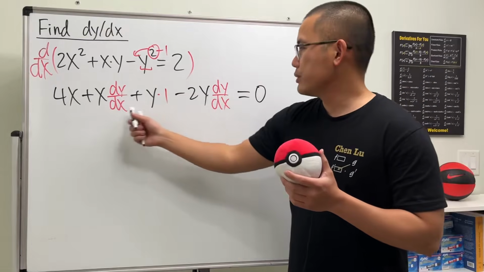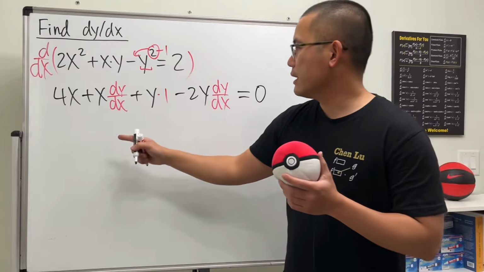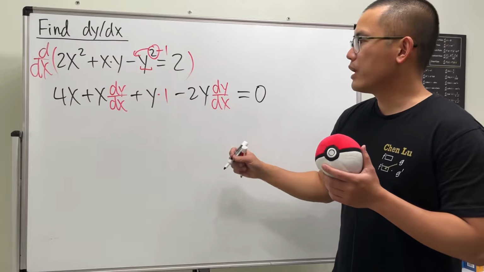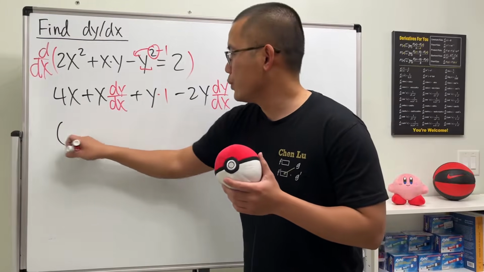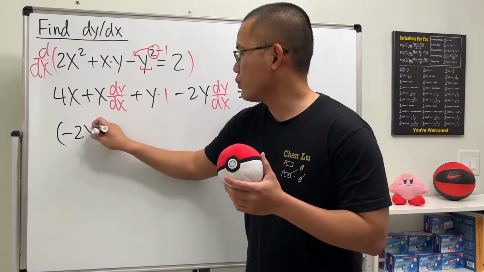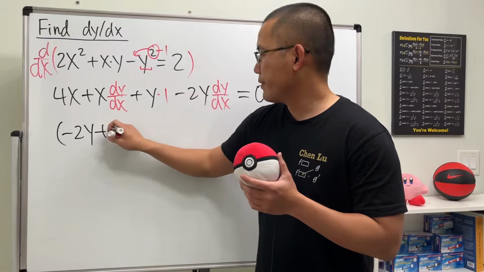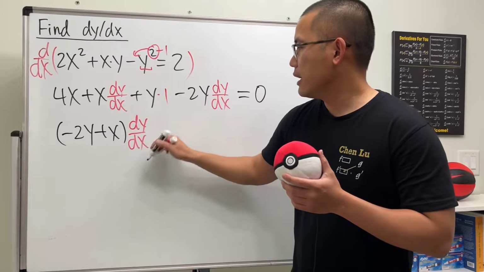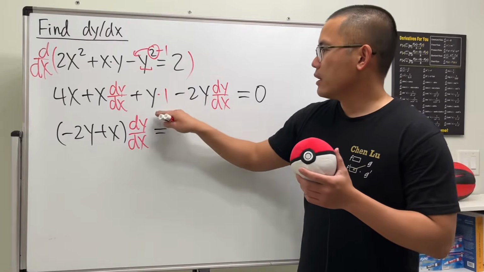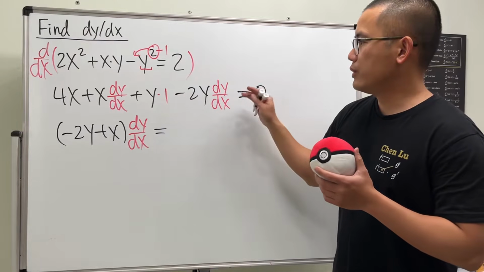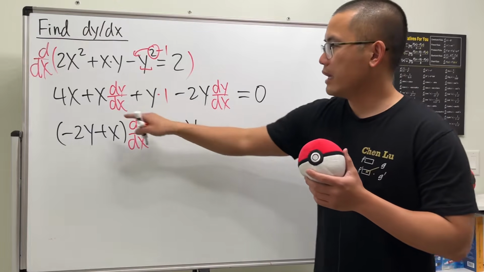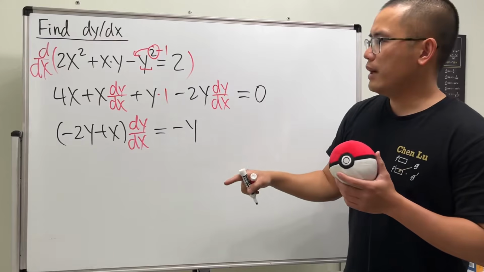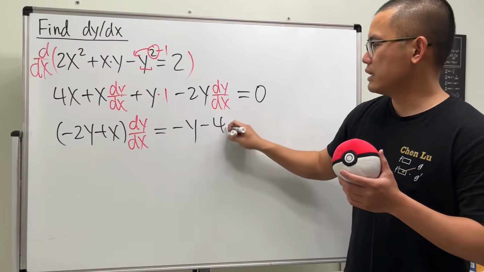And now, let's put this together and then factor out. And perhaps we can write down the y term first. So we will get this right here, which is negative 2y and then plus x. And then we have the dy/dx, let's put it at the end. And that's going to be equal to, we can put the y to the other side, so it becomes negative y, and then put the 4x to the other side, so we have negative 4x.